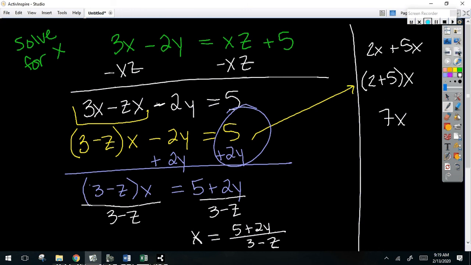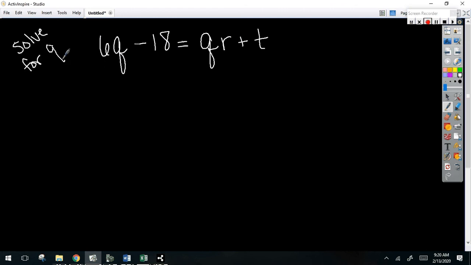All right, here we go. Last one. Solve it for Q. Tuesday. Interims are Tuesday.